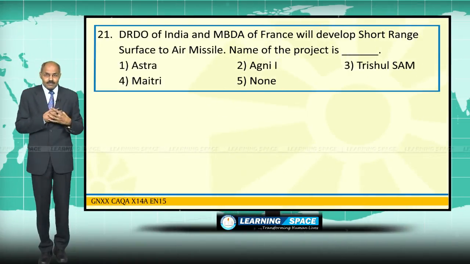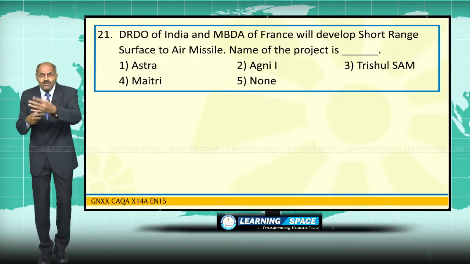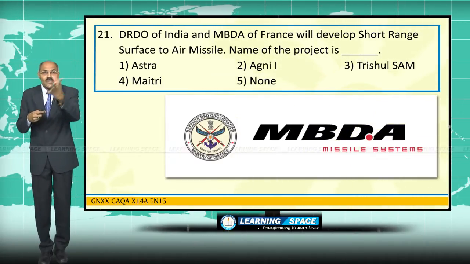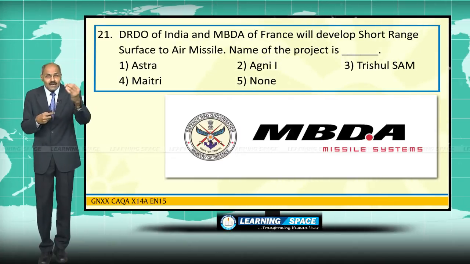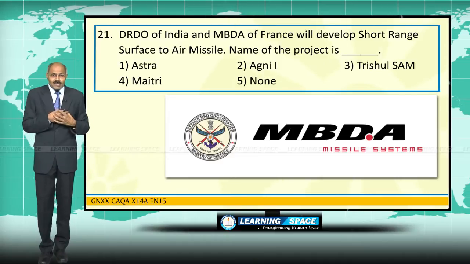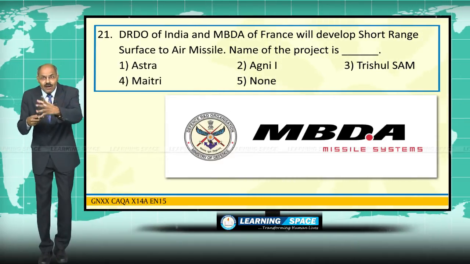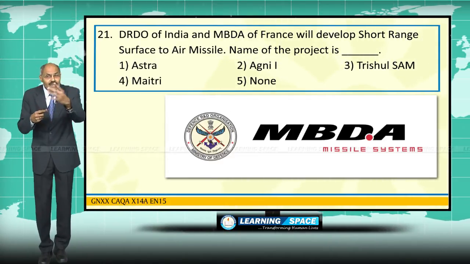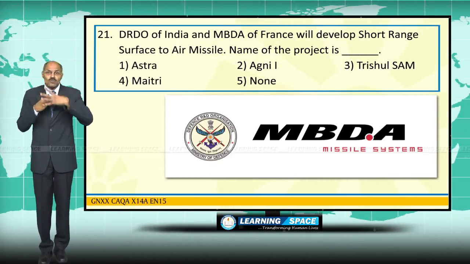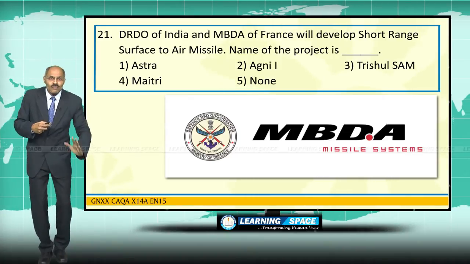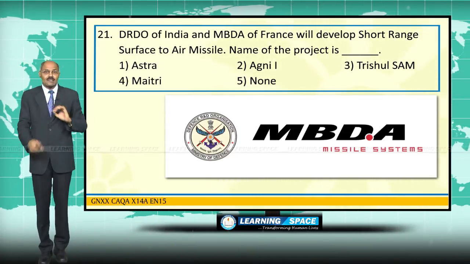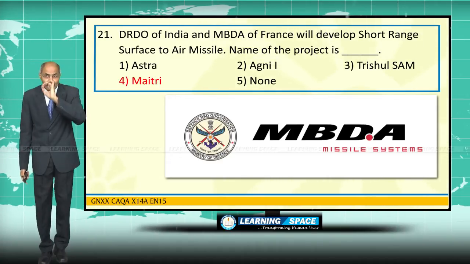DRDO of India and MBDA of France will develop a short-range surface-to-air missile. DRDO, the Defence Research and Development Organisation of India, and MBDA of France, which is primarily into development of missiles, will develop a short-range surface-to-air missile which takes off from the surface and hits the target in the air. The name of the project is, please don't forget, Maitri.